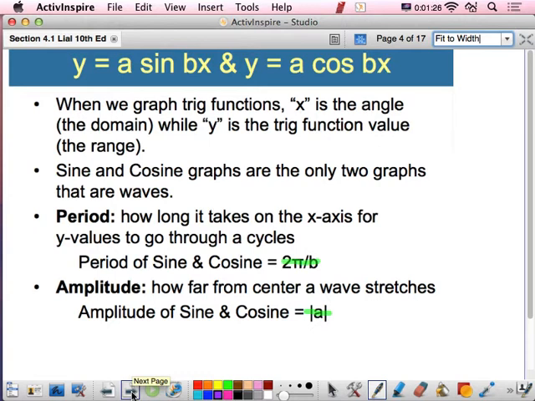Now, we chose sine and cosine together, first off because they are the simplest of the 6 graphs, but also because they are the only 2 that are wave graphs. So they make a wave when you graph them. So I'm going to pause for a minute, let you take a few notes, and then we'll talk about what you need to memorize and how to kind of graph these.